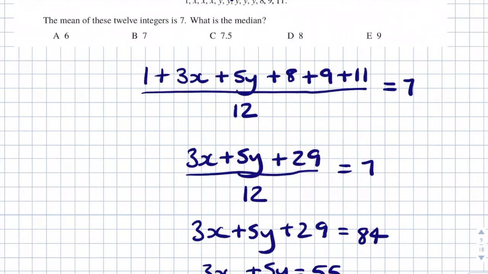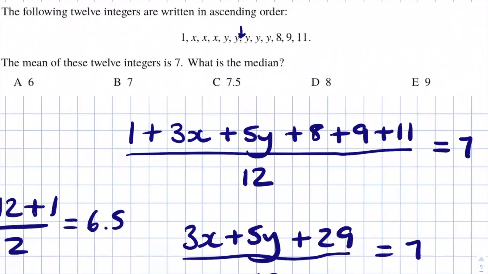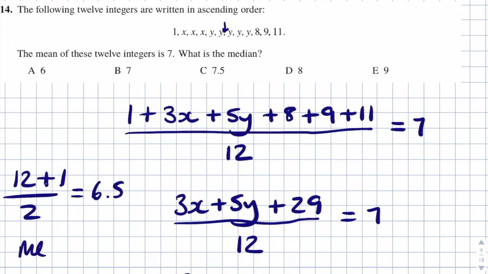Now, to find the median, we need to take the number of integers, add 1 and divide by 2 to work out whereabouts the median is. So we've got 12 integers, add 1, divided by 2, it's going to give us 6.5. That means the median is going to be between the 6th and 7th value, which is here where I've drawn an arrow. So therefore, we can say our median is equal to y. So y is the value we need to find.